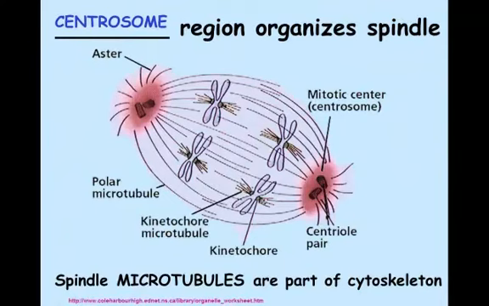We talked about centrioles before in our animal cell when we talked about cell parts. The centrosome is a region in the cell, an area that's organizing this spindle. Remember, the spindle fibers are microtubules that are going to attach to the chromosomes and help to get them to opposite ends of the cell during mitosis. And the centrioles in an animal cell sit in that centrosome area.